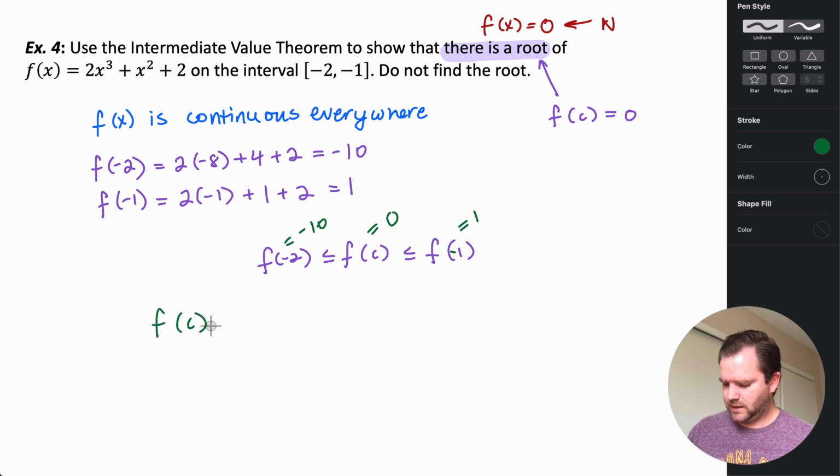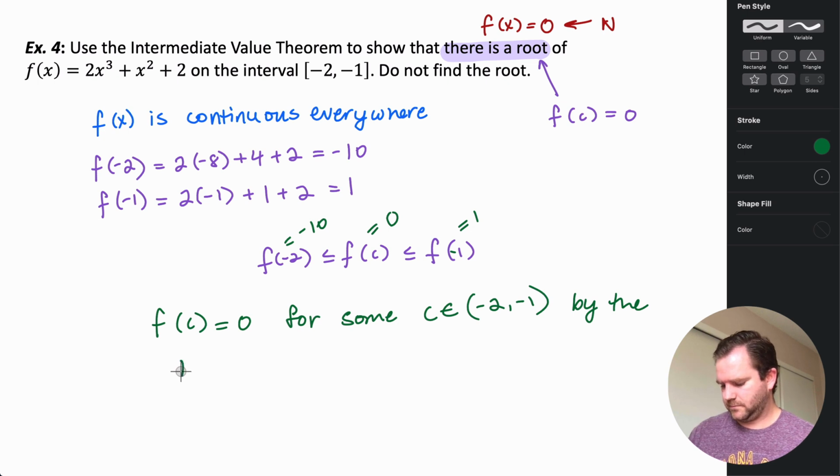So f of c must equal 0 for some c in this open interval from negative 2 to negative 1 by the Intermediate Value Theorem. And it's because all of these things are true. It's continuous, the endpoints are not equal, and the value that we're trying to find is in between those other two values.